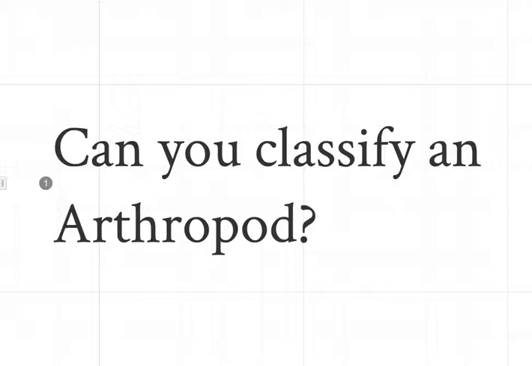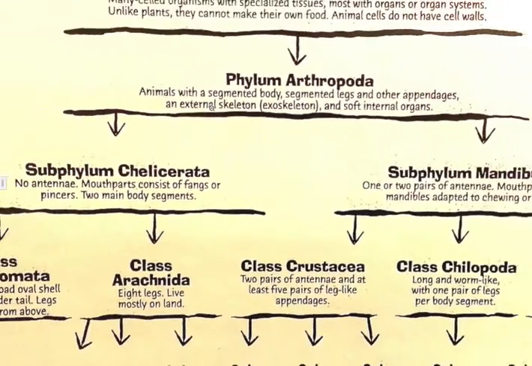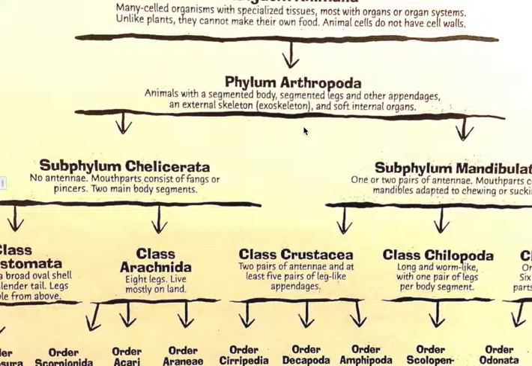So here is the classification structure for the arthropod phylum. You'll notice that we begin with the kingdom Animalia and skip straight down to the phylum of Arthropoda. From there, we're going to look at the physical characteristics of an animal to determine how to subcategorize it. So here we can see that an arthropod is an animal with a segmented body, segmented legs, and other appendages, and an external skeleton, or exoskeleton, as well as soft internal organs. So right here we know the difference between an arthropod and a vertebrate is that external skeleton instead of an internal bone structure.